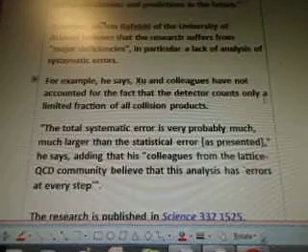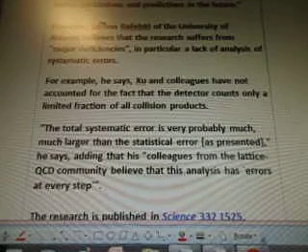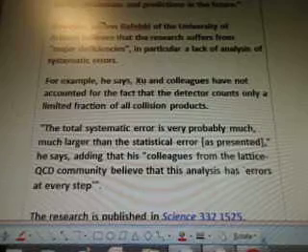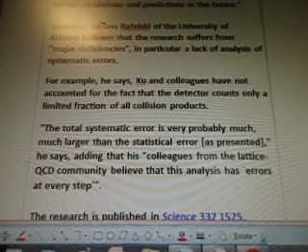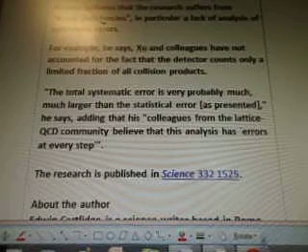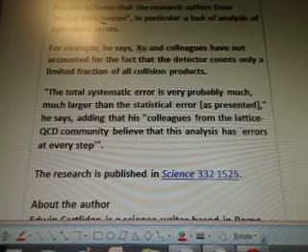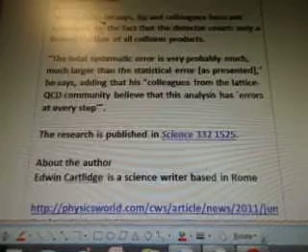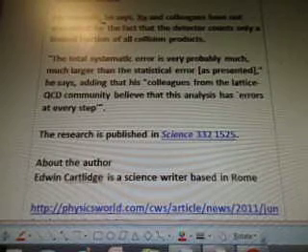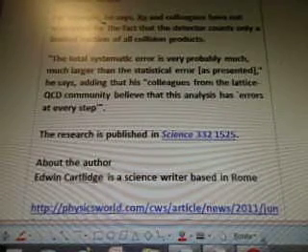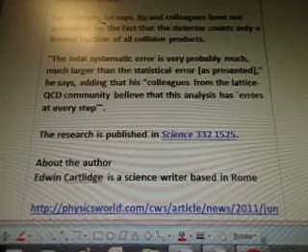However, Johann Rafalski of the University of Arizona believes that the research suffers from major deficiencies, in particular lack of analysis of systematic errors. For example, he says, the authors have not accounted for the fact that the detector counts only a limited fraction of all collision products. The total systematic error is very probably much larger than the statistical error as presented, he says, adding that his colleagues from the lattice QCD community believe that this analysis has errors at every step.